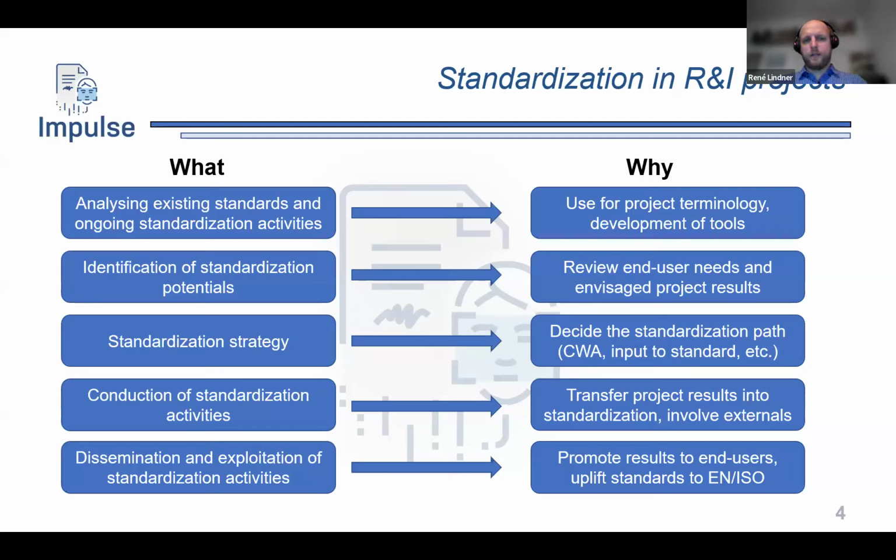The conduction of standardization activities is the fourth step, where you directly transfer the project results into standardization, and the involvement of project external partners is the most crucial part here. Last but not least, the exploitation of standardization activities, so not only conducting the activities, but also promoting these to the end users, and also potentially uplifting standards like, for example, a CEN Workshop Agreement to a European standard or ISO standard, which takes more than a research project has as a lifetime, so more than 3 years. Usually, that's the reason why it's difficult to develop an EN or ISO standard directly in a research project.